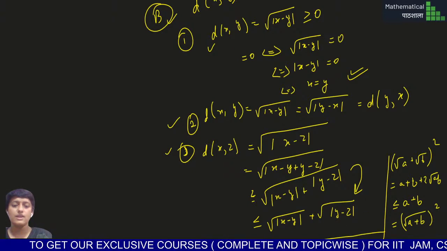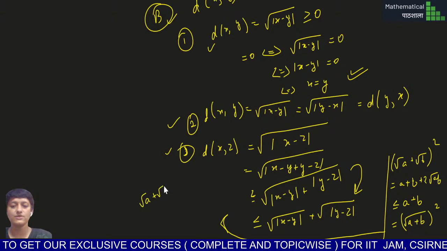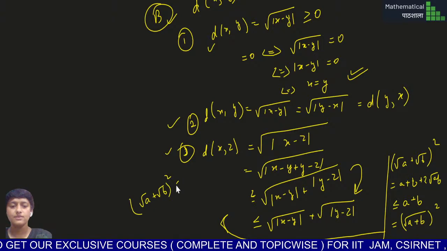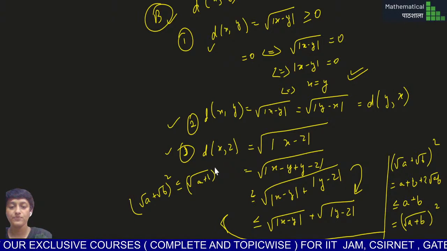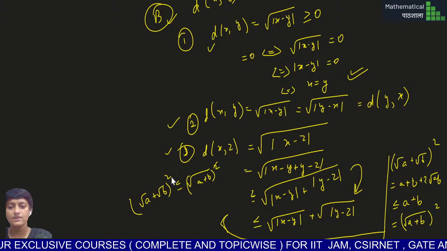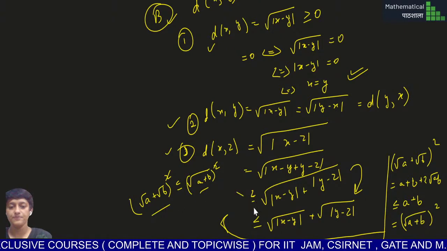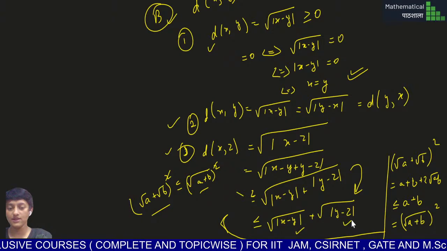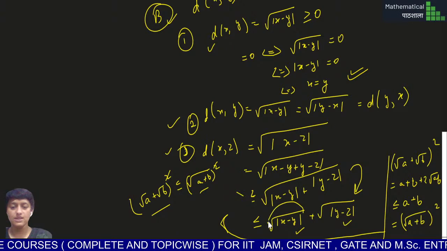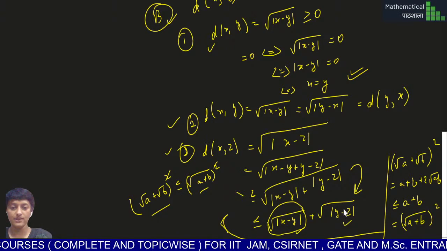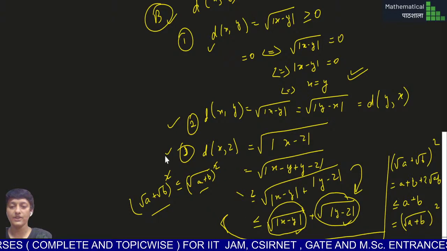Okay, just let me write it here. We have got that root of A plus root of B whole square is less than equal to root of A plus B whole square. So can you tell me why we are cutting just this two? This is nothing but we are just taking the positive values here, right? This is a positive value, this is a positive value, so we are just considering the positive value. So it will be less than equal to this. This is nothing but d of x comma y. This is nothing but d of y comma z. Hence the property number 3, triangle inequality, is also satisfied.